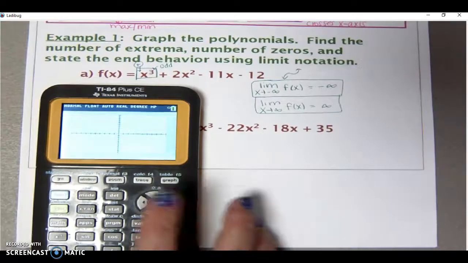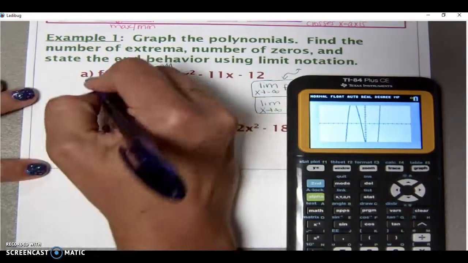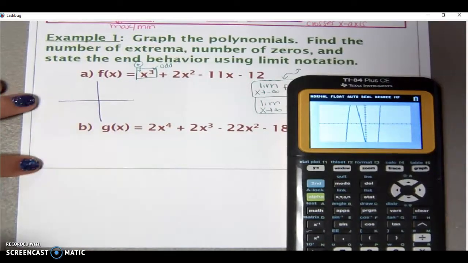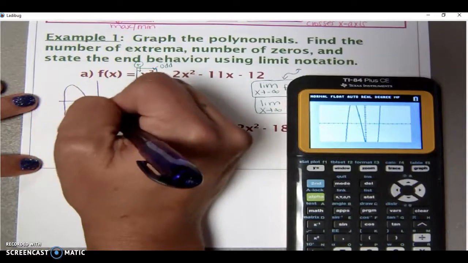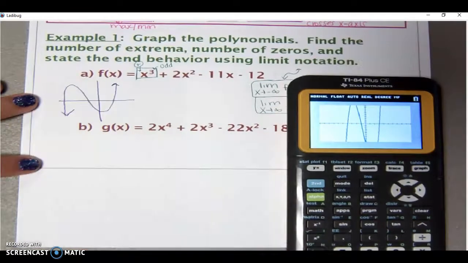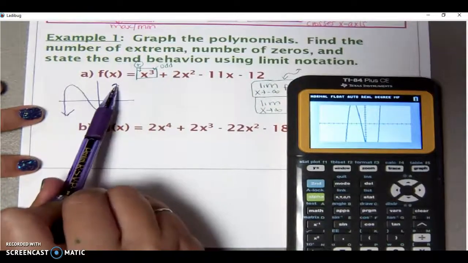And if we graph it, it goes something like this. So look at your end behavior. It matches what we drew here. This side's going down, this side's going up.